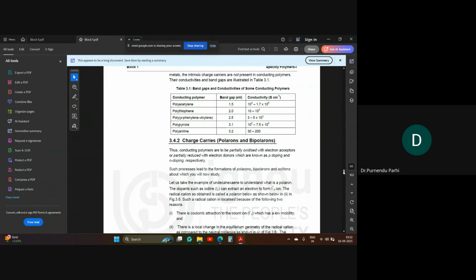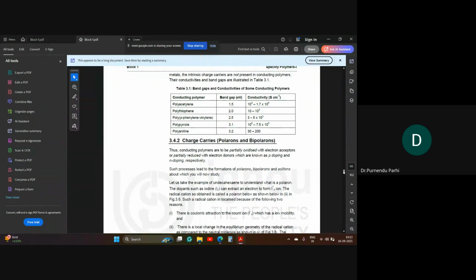Then charge carriers. The conducting polymers are to be partially oxidized with an electron acceptor or partially reduced with an electron donor, which are known as p doping or n doping. So p doping means partially oxidized, n doping means partially reduced. Such processes lead to the formation of polarons, bipolarons, and solitons, which we now study.